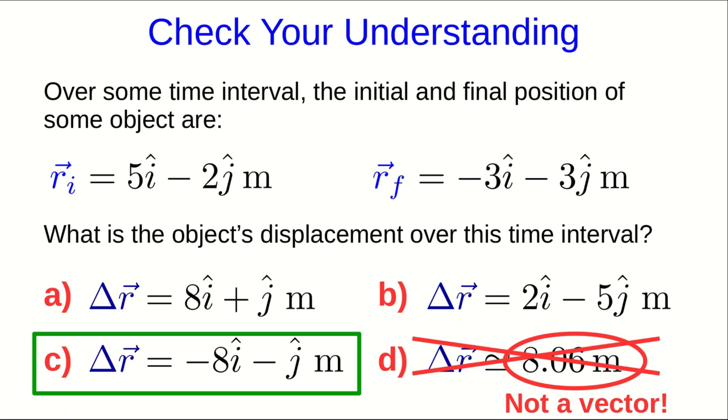The correct answer is C, because we are taking the final, so minus 3 i hat minus 5 gives minus 8 i hat, and minus 3 j hat minus 2 j hat gives minus j hat.